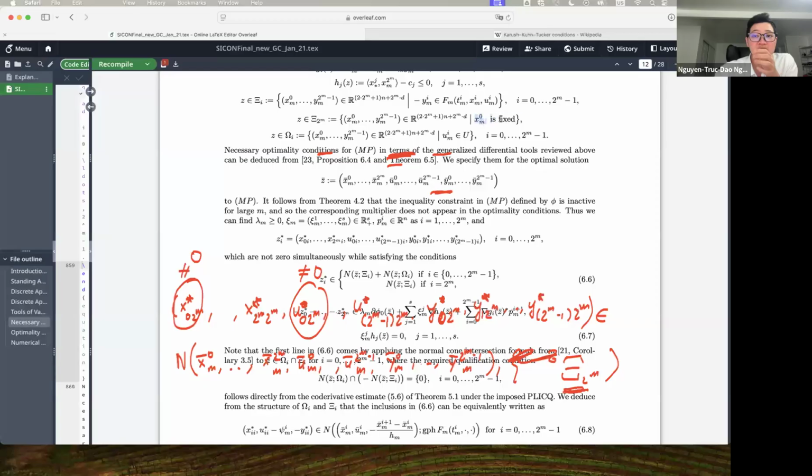This one should have x0m is fixed and u0m is fixed, because whatever you have in the constraint in the set, it will make the set smaller and it has more restrictions. And if it has more restrictions and this number belongs to the normal cone to this set at the point right here, then these elements must be non-zero.